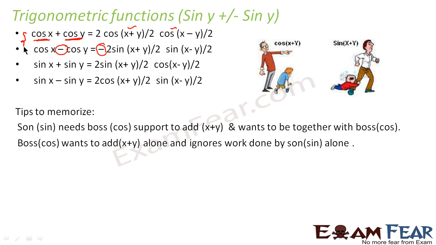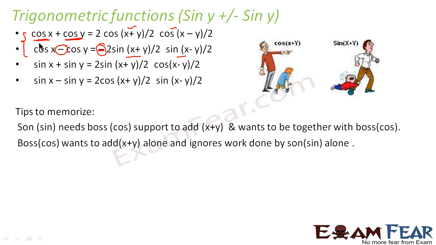So when I'm saying the request is initiated by boss, that means either work will be done by boss or work will be done by sun. Both want things to be done alone. So since boss is asking, this is plus, so the right side will have only boss component, cos (x plus y)/2 into cos (x minus y)/2. When again here also boss is asking, but it's a negative, so that means it's asking for the sun component. So it is sin (x plus y)/2 into sin (x minus y)/2. Plus it will have negative part because boss ignores the work done by sun.